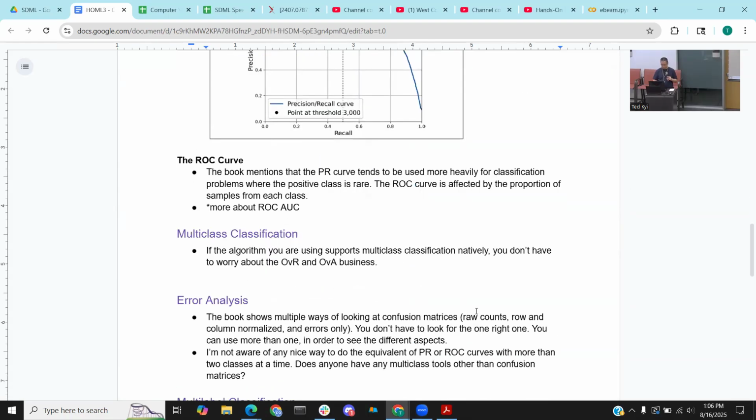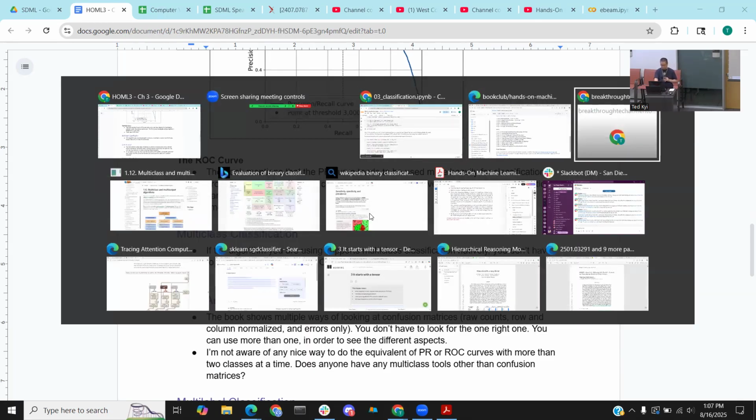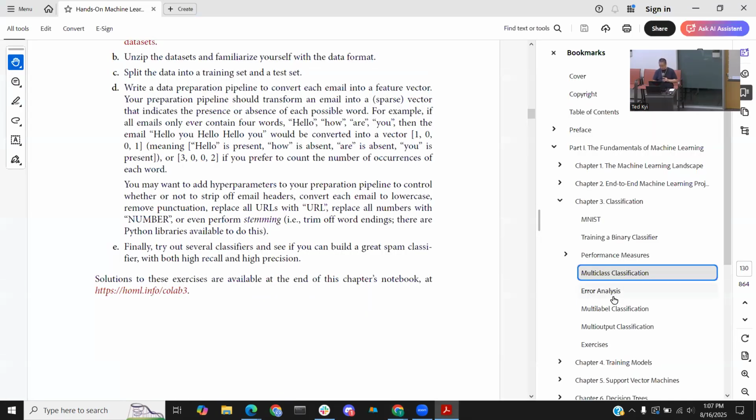All right. So the book mentions that the PR curve tends to be used more heavily for classification problems where the positive class is rare. And one of the reasons for this is because of how the ROC curve works. Just so you know, it took me a little while to get used to the ROC curve as well. I should actually flip over to it if I can. Where did we have that?